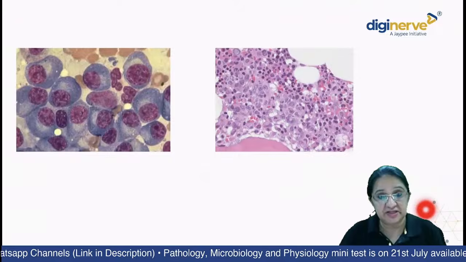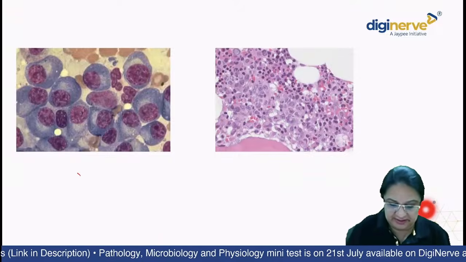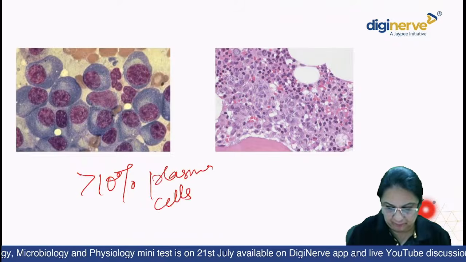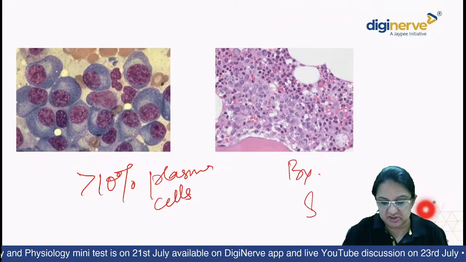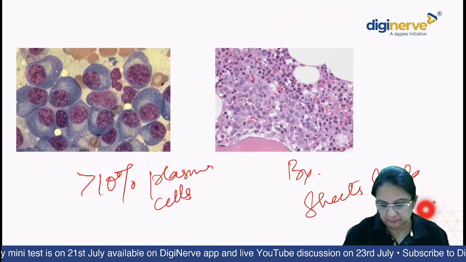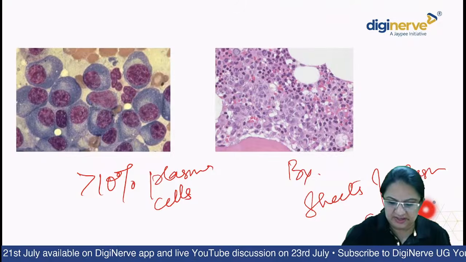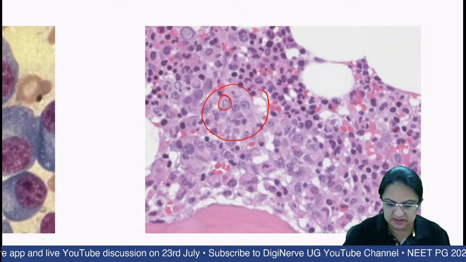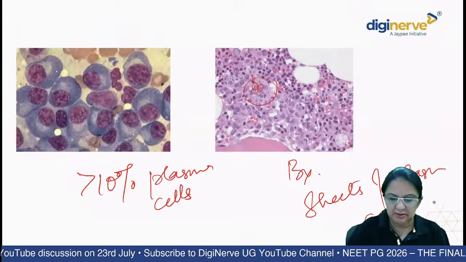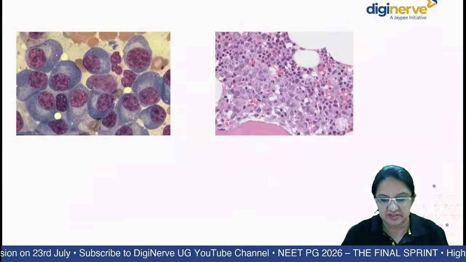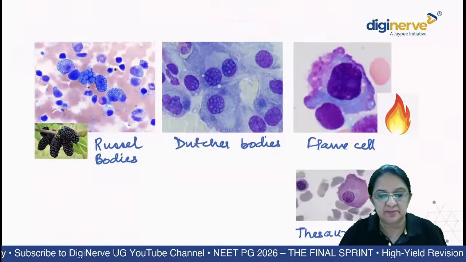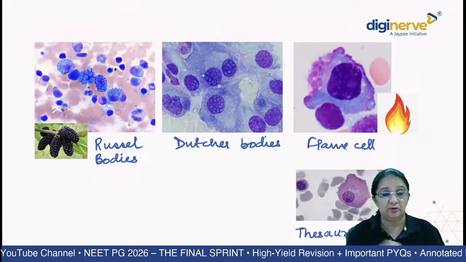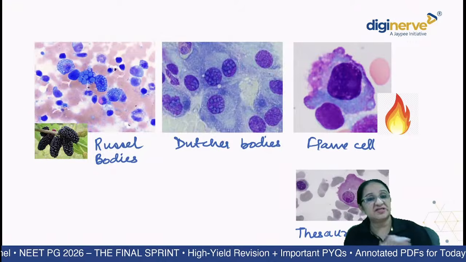What do you see in the bone marrow? Aspirate, again, more than 10% plasma cells. Then biopsy, you will see sheets of plasma cells. Right? If you see here, sheets of plasma cells. All these are plasma cells. So aspirate and biopsy, you will see plasma cells. Then there are some inclusion bodies. What are these inclusion bodies? Russell body, Dutcher body.